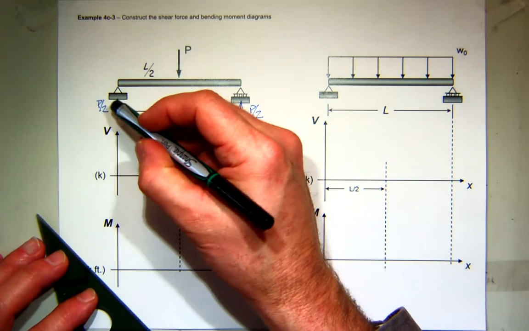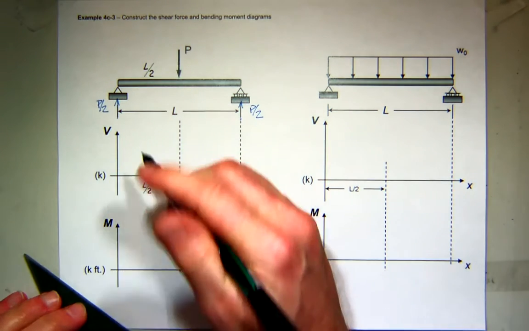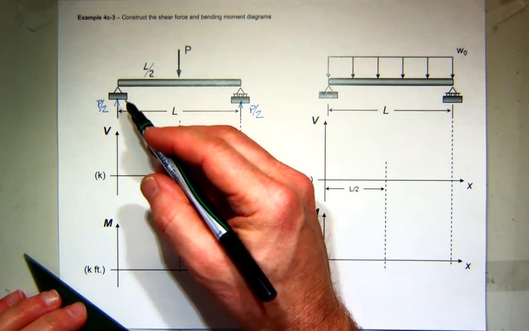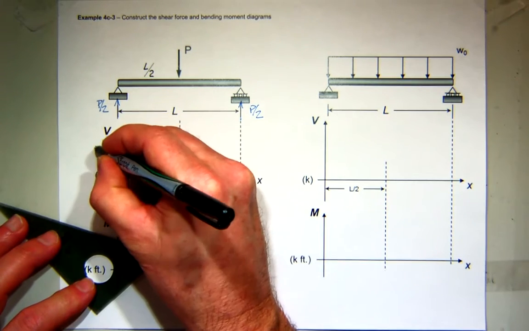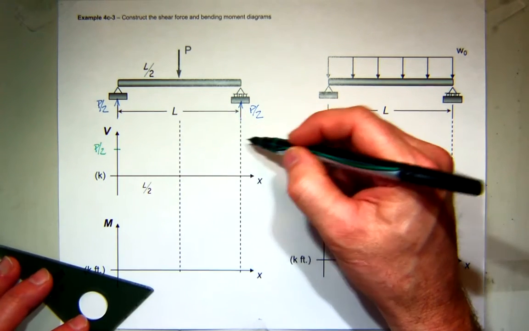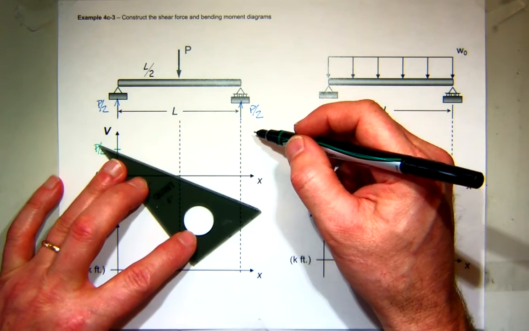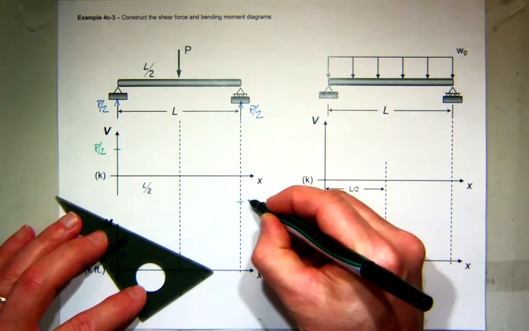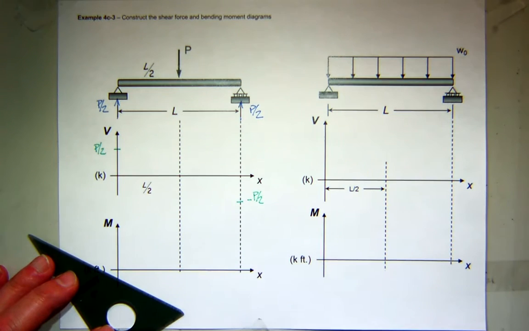So what this force that I drew here, this reaction that's up, what kind of shear force is that on the left side? Positive or negative? Positive. So I have a positive shear force of P over 2. On the right side, is this a positive or negative shear force? Negative. I was just about to ask you that. So that'd be minus P over 2. So again, I know where I'm starting. I know where I'm going.